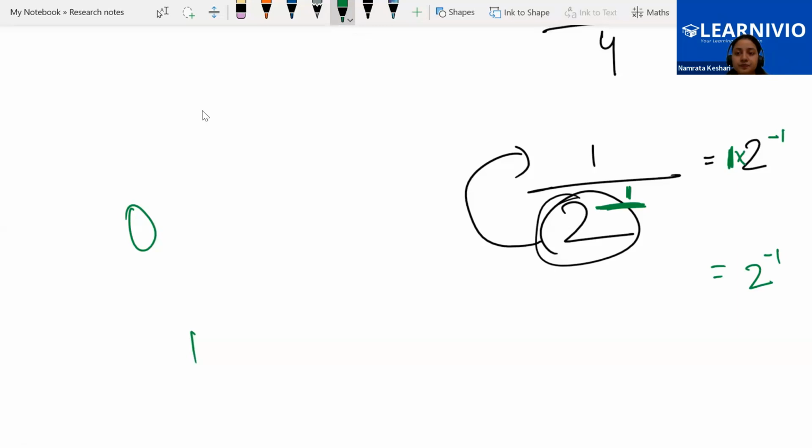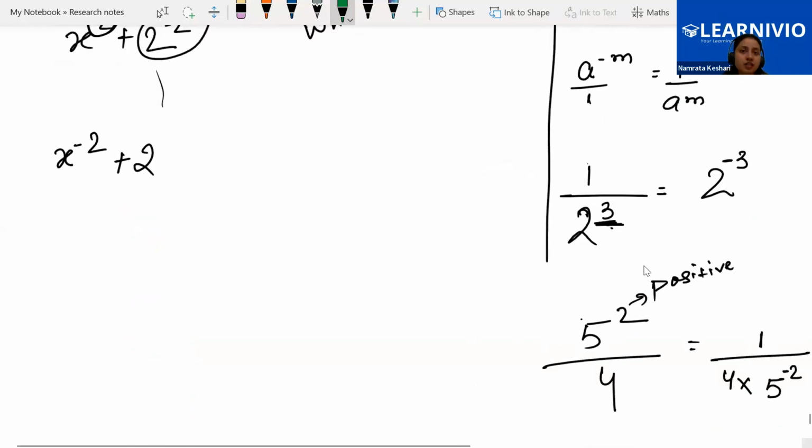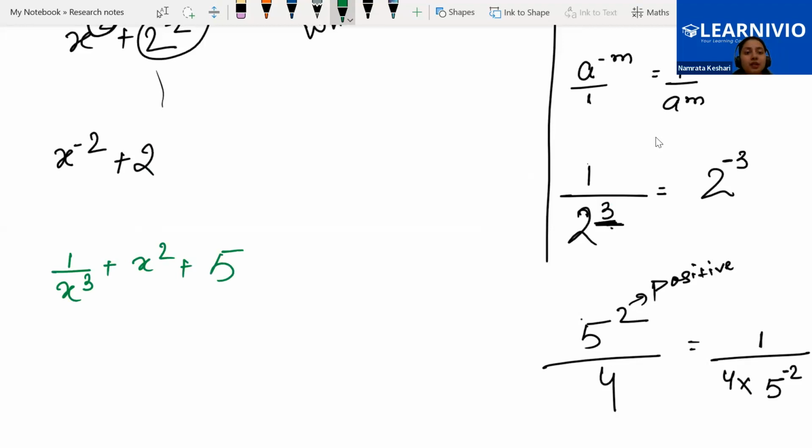Getting it? Yeah. Now this formula which we understood in detail, we are going to apply here. Now the question will be 1 by x to the power 3 plus x square plus 5. Is it a polynomial in one variable? Yeah, one variable we can see, x is there. But is it a polynomial? Is it a polynomial? Yes.